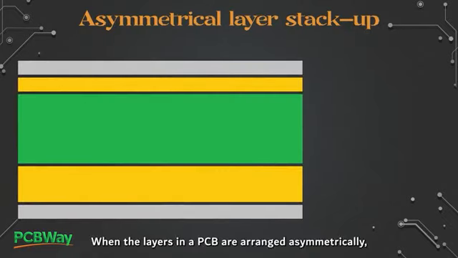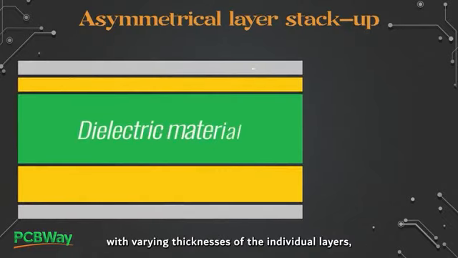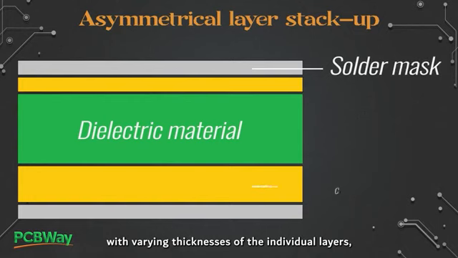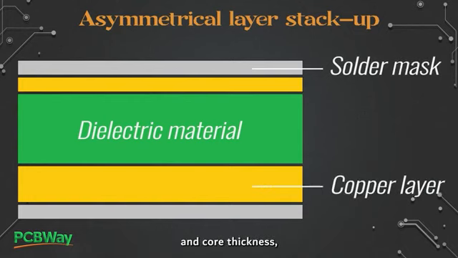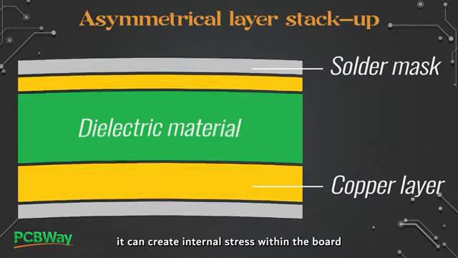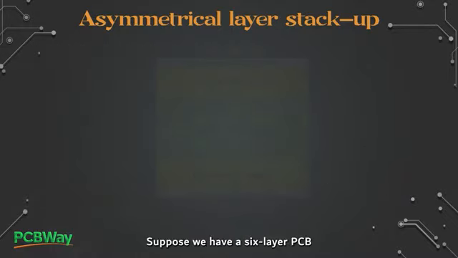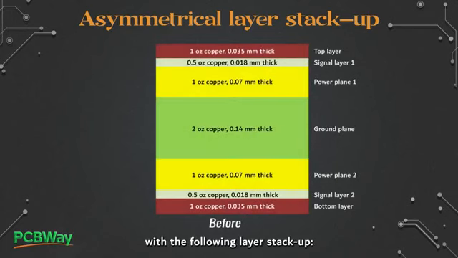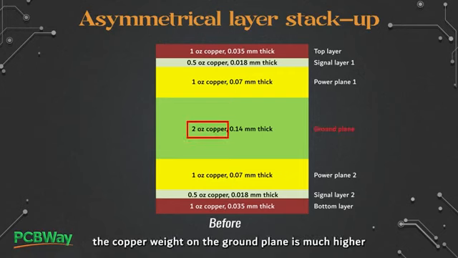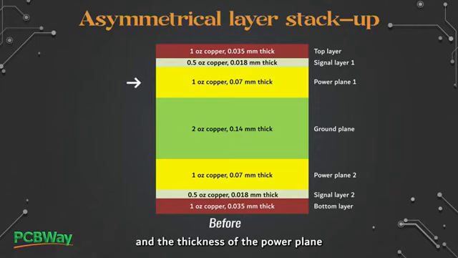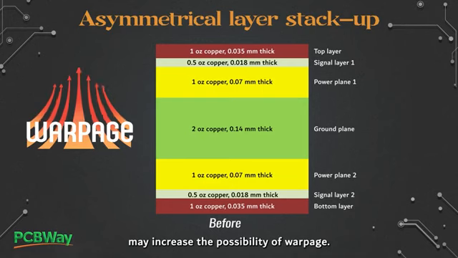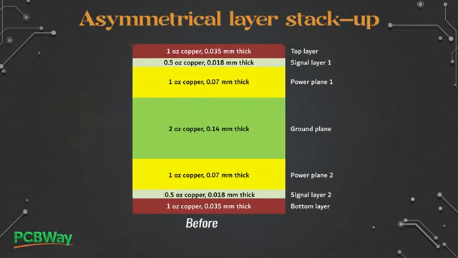When the layers in a PCB are arranged asymmetrically, with varying thicknesses of the individual layers, materials, copper weight, and core thickness, it can create internal stress within the board that can lead to bow and twist over time. Suppose we have a 6-layer PCB with the following layer stackup. In this stackup, the copper weight on the ground plane is much higher than that on the other layers, and the thickness of the power plane is much greater than that of the signal layers. This kind of stackup may increase the possibility of warpage.